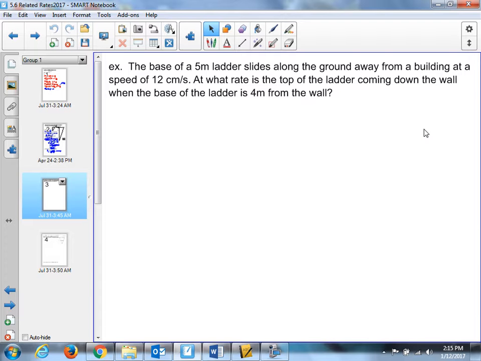The base of a ladder, a 5-meter ladder, slides along the ground away from a building at a speed of 12 centimeters per second. At what rate is the top of the ladder coming down when the base of the ladder is 4 meters from the wall? I'm going to just pause this for a second.